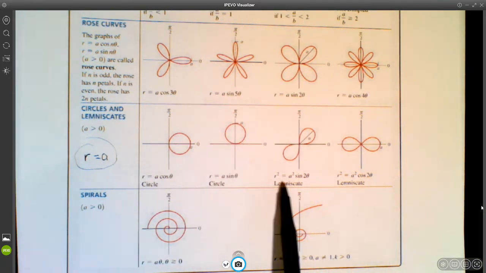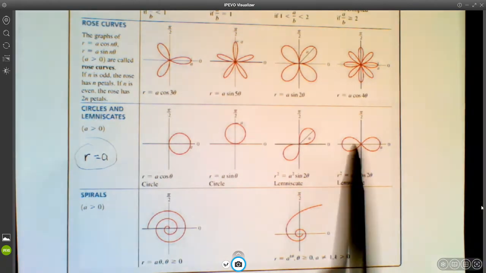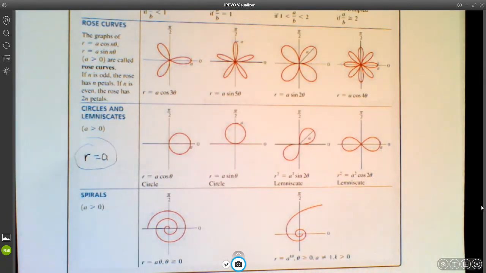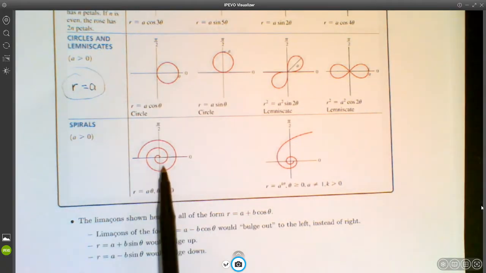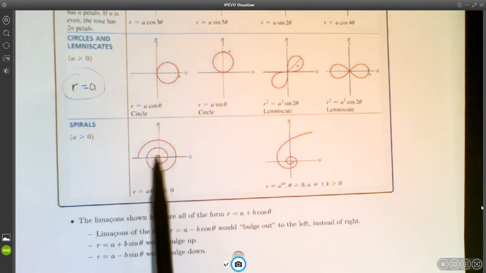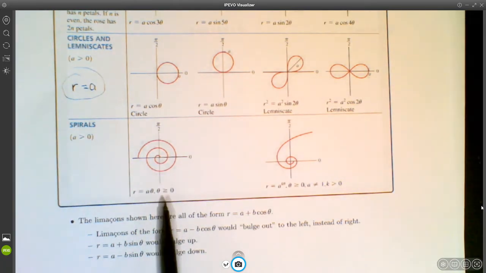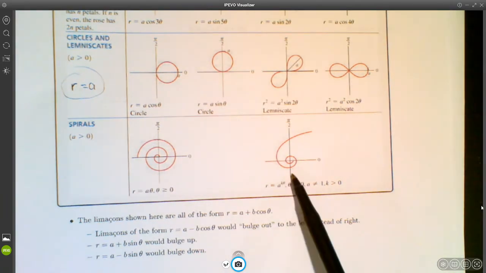And then lemniscates are when you have r squared equals a squared sine 2 theta in this case, and r squared equals a squared cosine 2 theta. So those are circles and lemniscates, and then you have spirals. We graphed a spiral yesterday. So yesterday we graphed the spiral of Archimedes, which looks kind of like this. This is just the positive half of the spiral. The negative half would be going in the opposite direction, as we saw in 5.6. But there are other kinds of spirals as well.